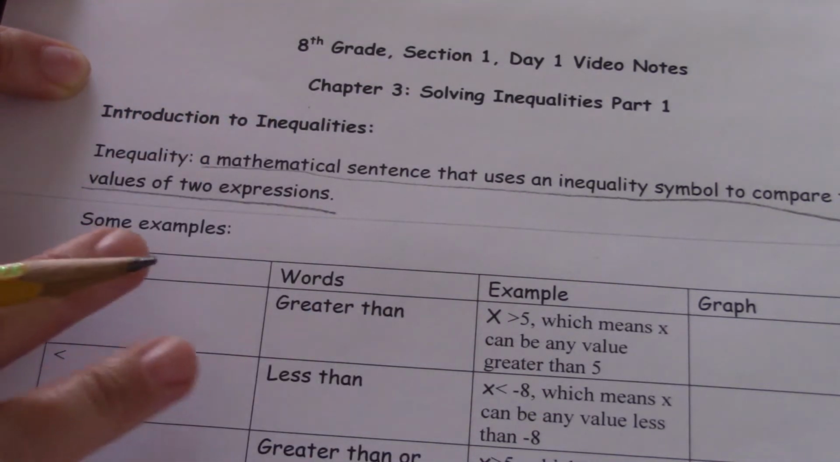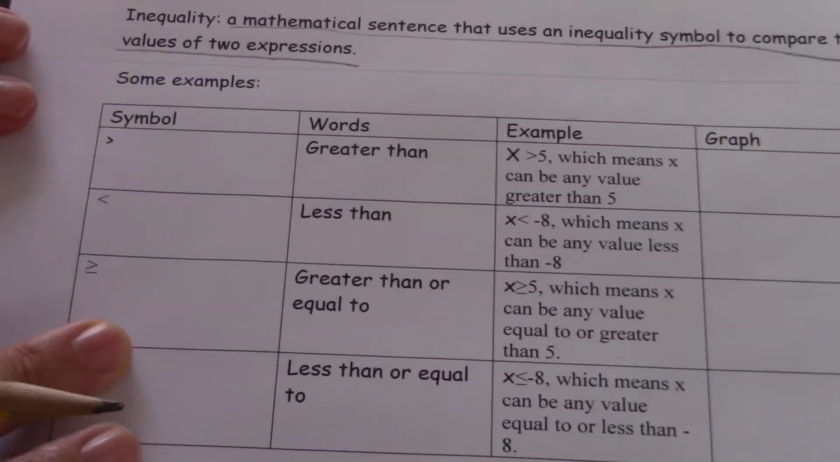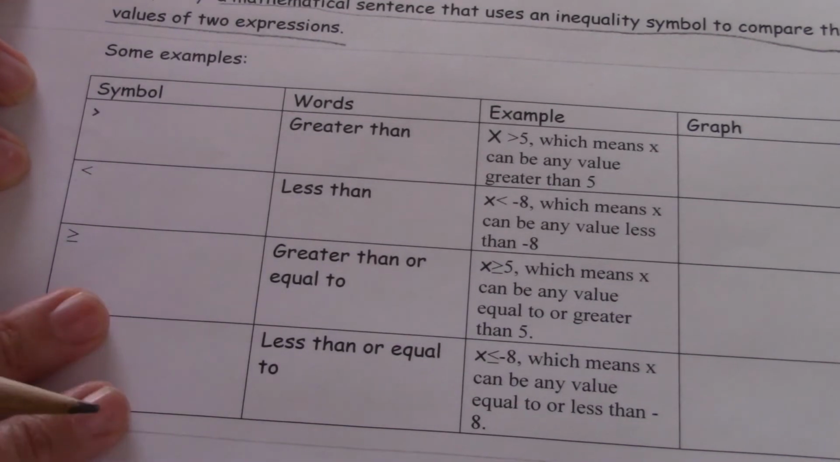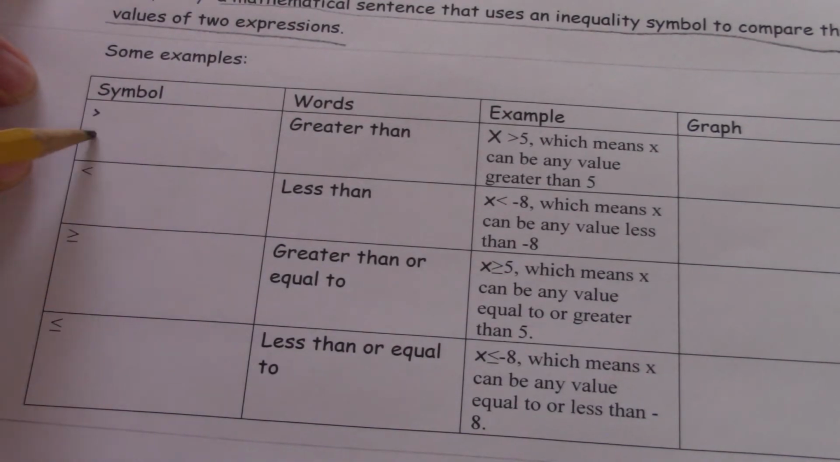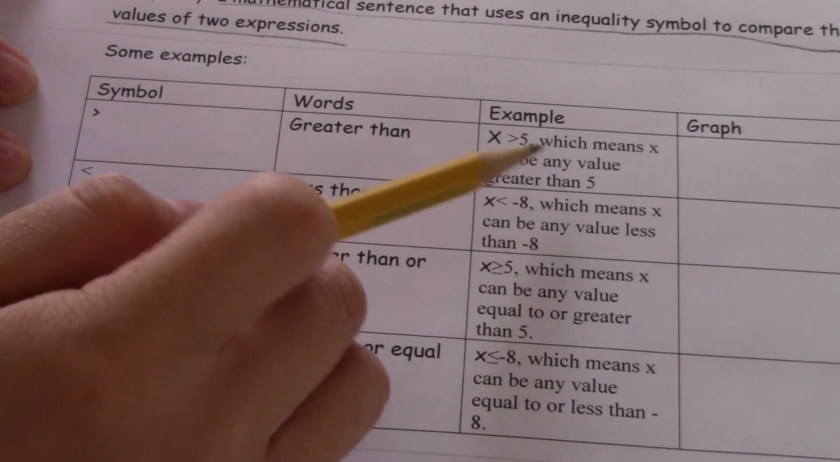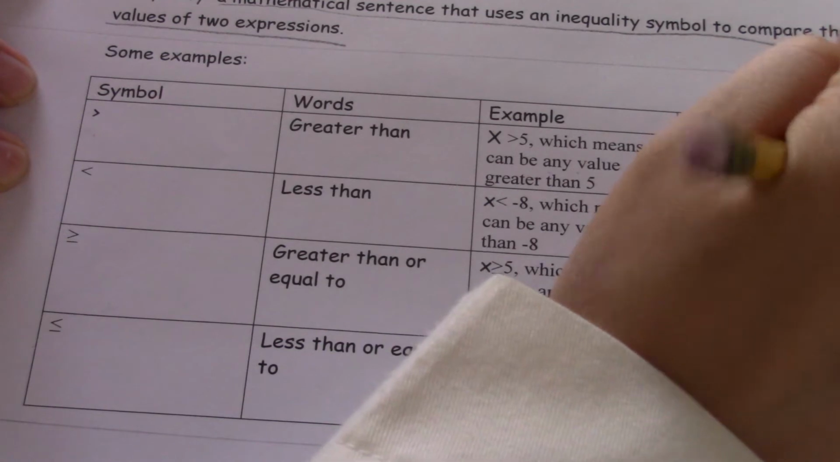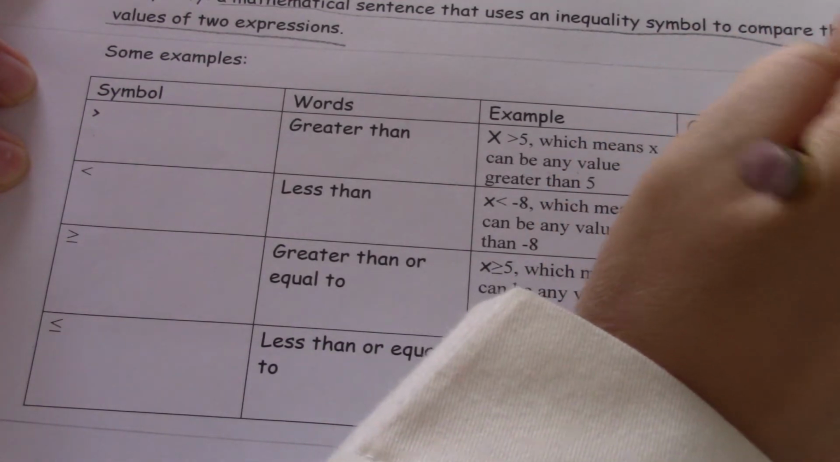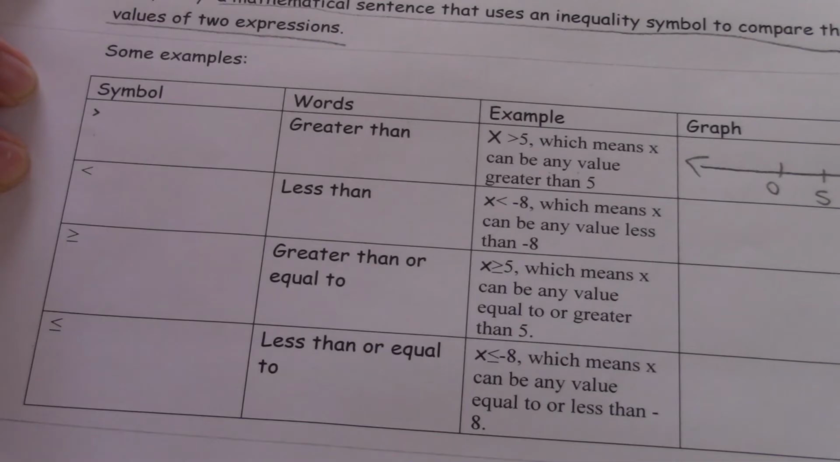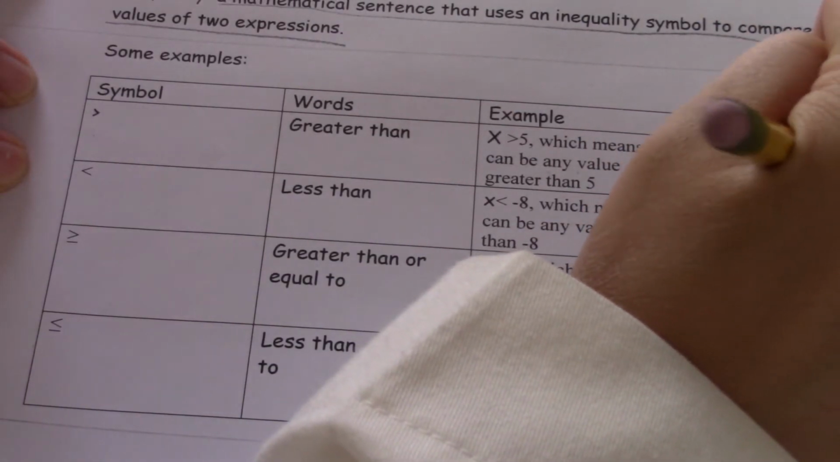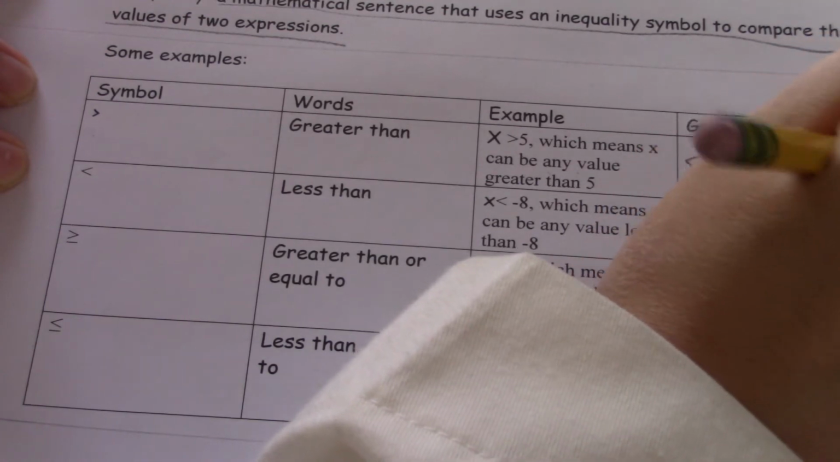All right, so here are some examples down here on this little chart. I'll move this up a little. So this symbol is the greater than symbol. So here we have x is greater than 5. That means that x can be any value greater than 5. If I wanted to show this on a number line, I would just draw my number line. Here's my 0. Here's my 5. So x is greater than 5 means x can be any value to the right of 5 on the number line. Let me extend my number line a little. There we go.